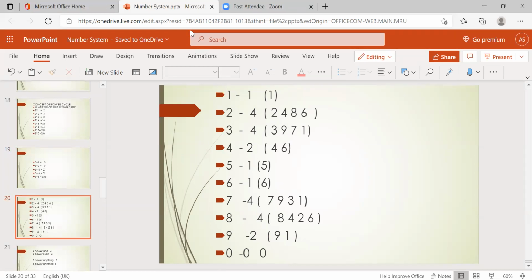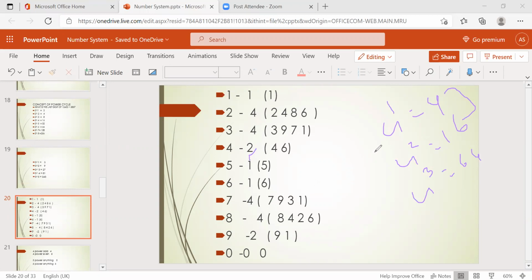And come to 4. 4 power 1 is 4. 4 power 2 is 16. 4 power 3 is 64. Again 4 repeats, so the power cycle is only 2. And 5 power anything is 5 only. 6 power anything is 6 only.